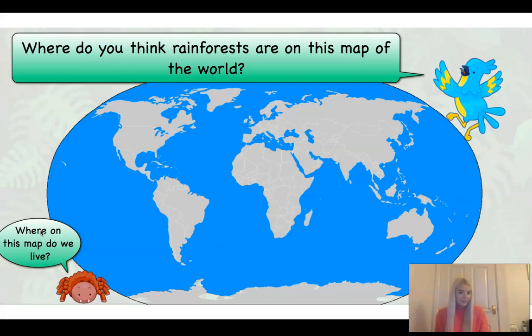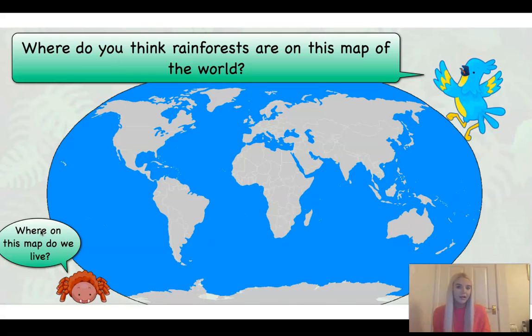I want you to have a look at this map of the world and have a think, where do you think rainforests are on this map of the world? Rainforests have a climate that is hot, but it's also wet. Where do you think that's most likely to be in the world? Pause the video, have a scan of the map of the world and have a think. Whilst you're doing that, can you also try and see if you can find where we live on the map too, please? Pause the video here and have a think, please. Off you go.